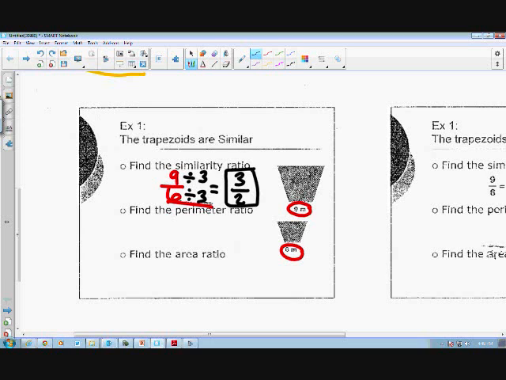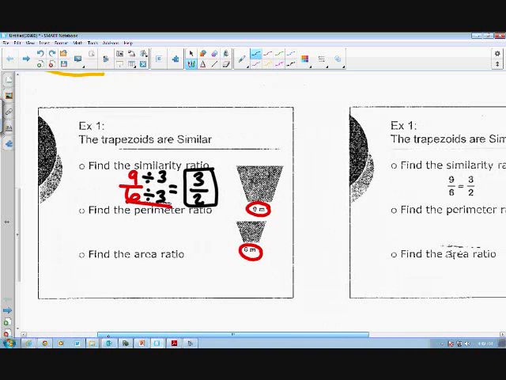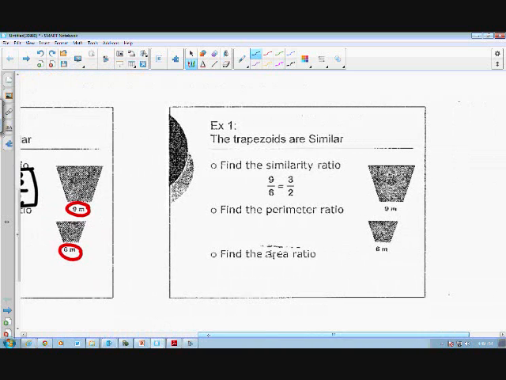Okay, fill that in on your blank. Now it's okay that it's an improper fraction. Okay, the next slide. Oh look, it's already there. 3/2. We are right, good. We're going to find the perimeter ratio. Okay, the perimeter ratio, guess what? Is the same as the similarity ratio. Woo! So on the blank provided, fill in 3/2. It should match.